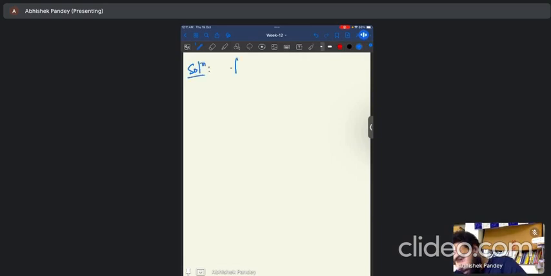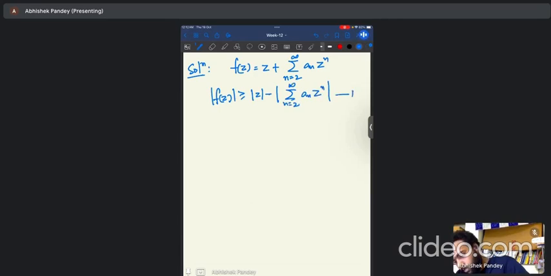So let us write f(z) = z + summation n equals 2 to infinity a_n z^n. Now |f(z)| is basically |z − summation n equals 2 to infinity a_n z^n|. Let us say this is equation A. Now let us talk about option A.